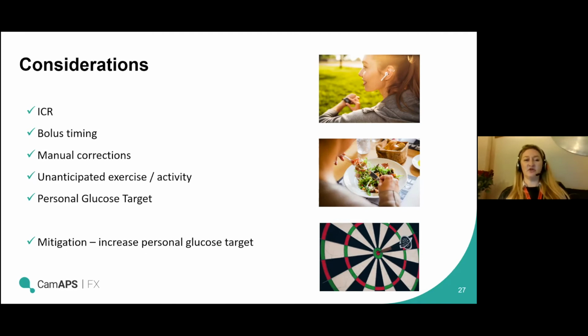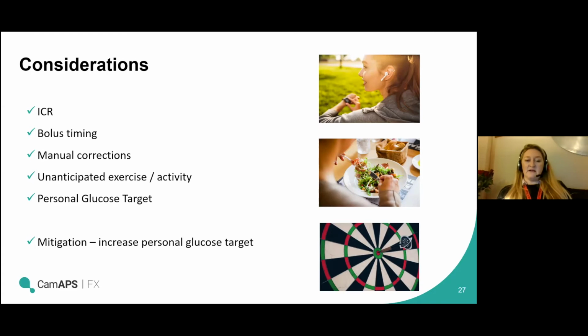Or potentially is someone spiking a little bit high after a meal, and instead of leaving the system to do its job, or thinking I might need to change the carb ratio or the timing of my bolus, they think, right, I need to get on top of this, and pop in an extra correction to bring it down, and that then causes the glucose level to drop below target post meal?